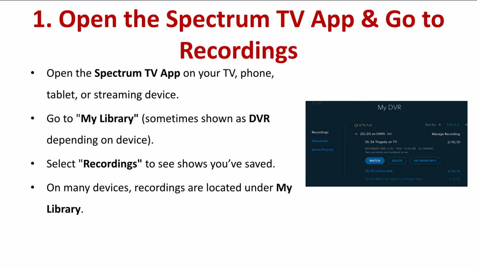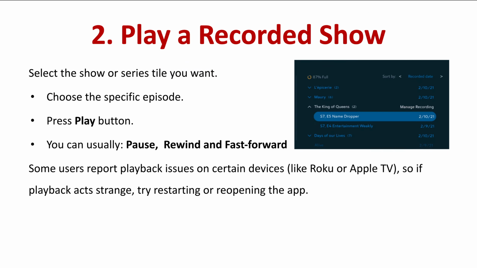Open the Spectrum TV app and go to recordings. Then open the Spectrum TV app on your TV, phone, tablet or streaming device. Then go to My Library, sometimes shown as DVR depending on the device. Select Recordings to see the shows you have saved. On many devices, recordings are located under My Library.